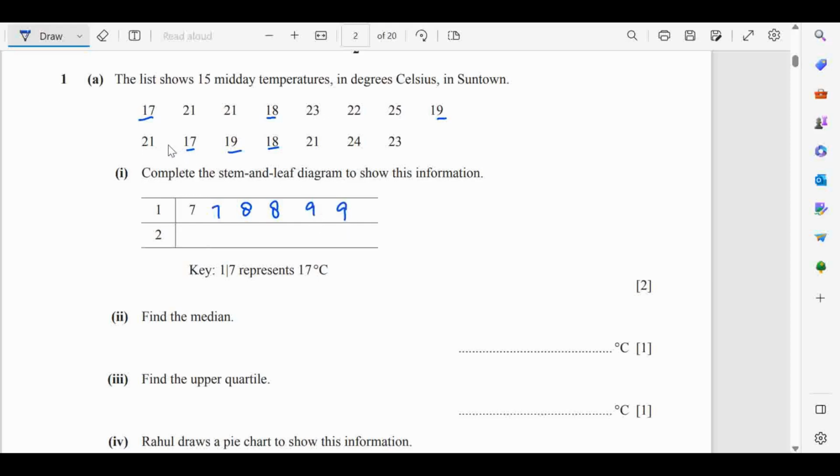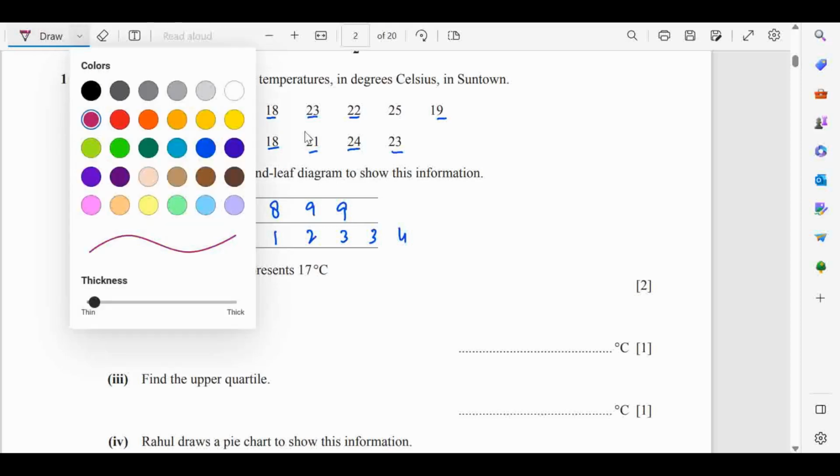Then the next one is 20. Okay, we don't have any 20. So 21, 21, 21 and 21. Four times we have 21, with leaves 1, 1, 1, 1. Then we have 22, and then 23 and 23, 2 times 23, and then we have 24. So this is the way to represent our data in a stem and leaf diagram.